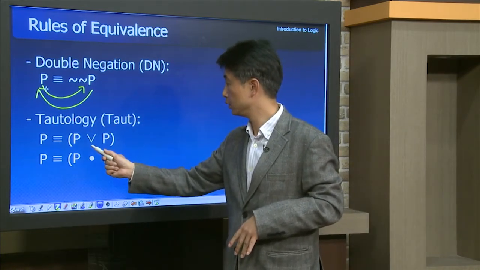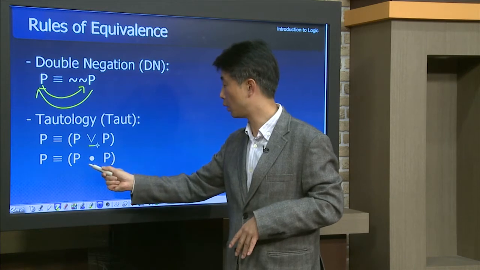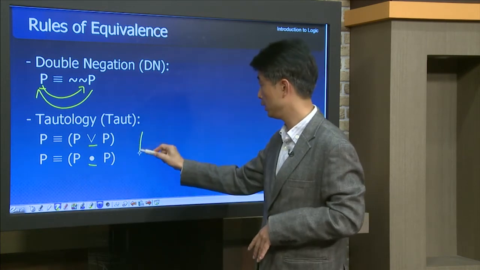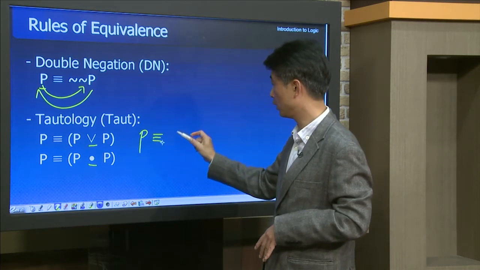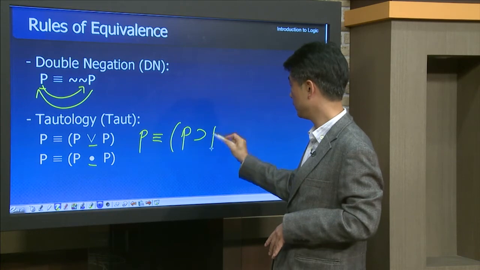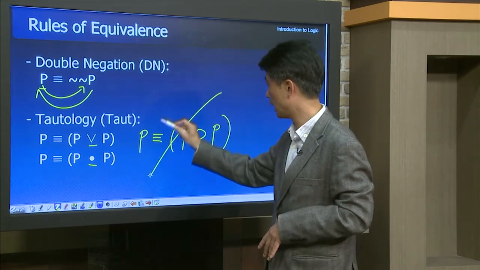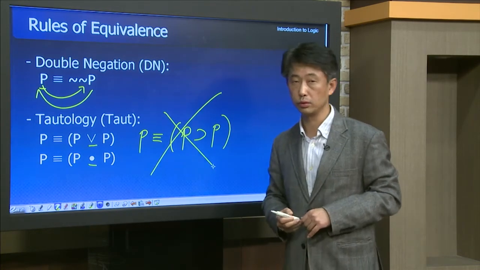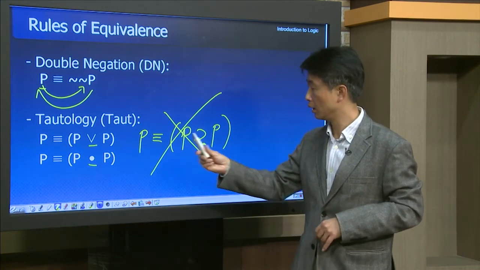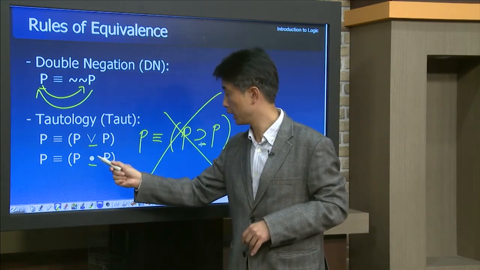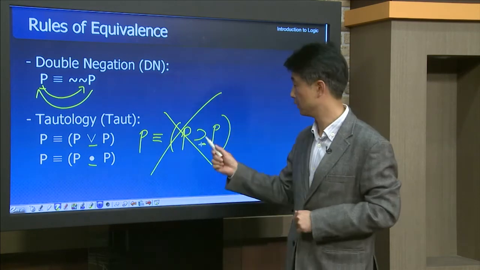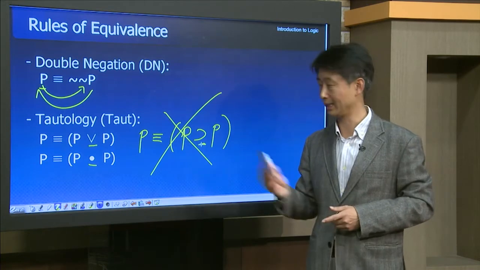tautology is only limited to or and and. P if and only if P, or if P then P, this is not tautology. When the sign is or and and, you have tautology, not when you have a conditional statement like that.